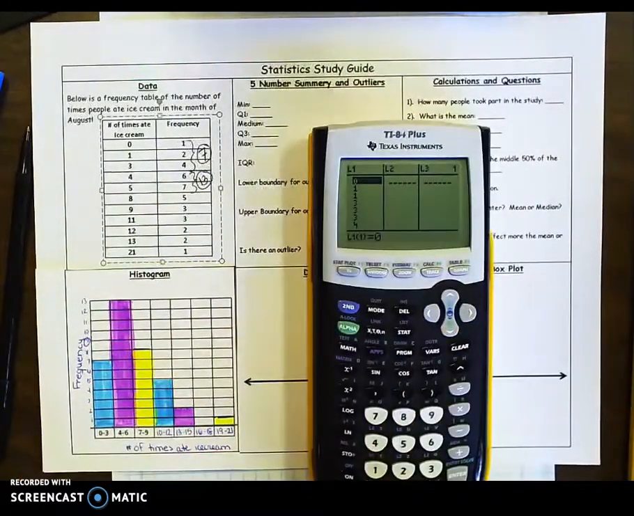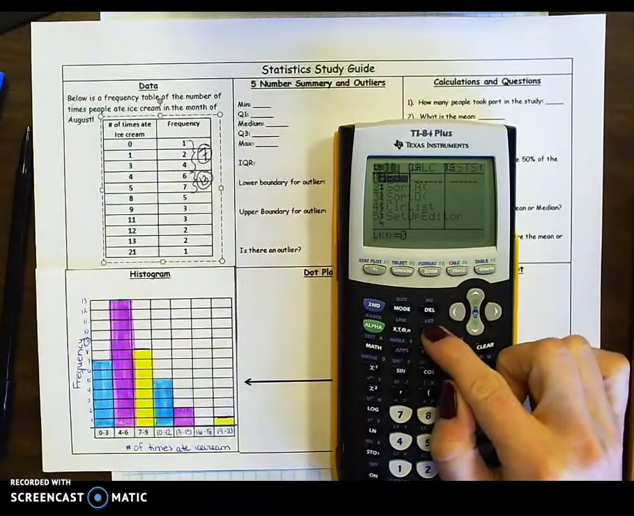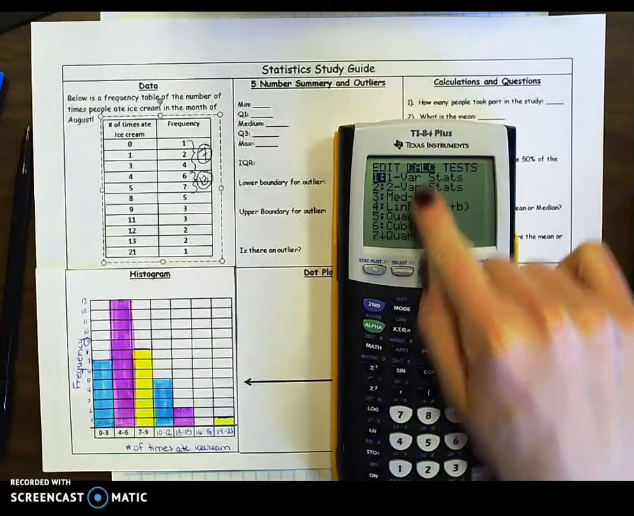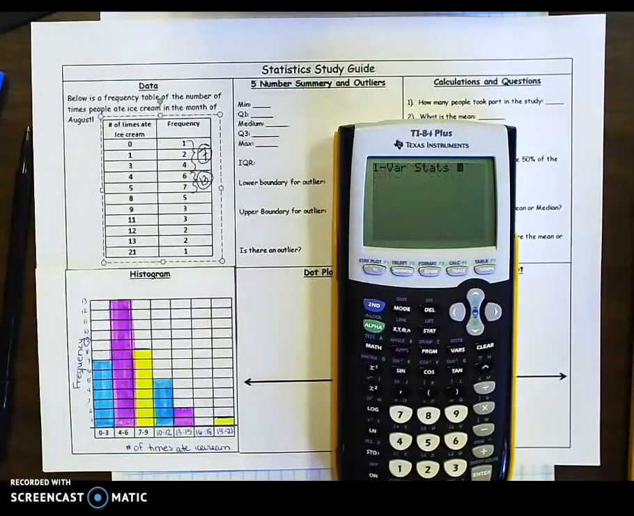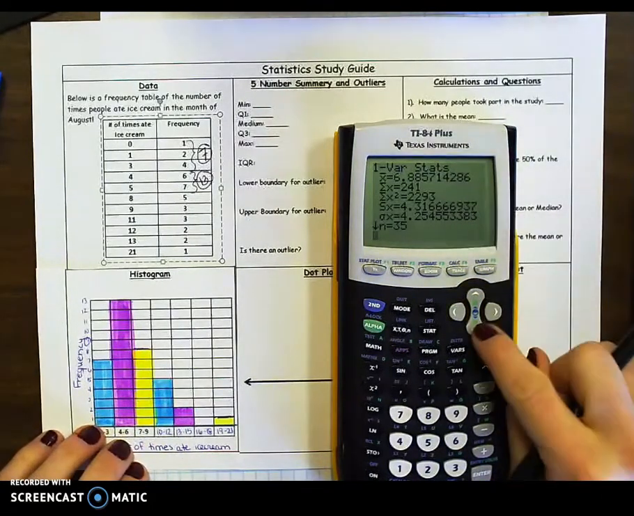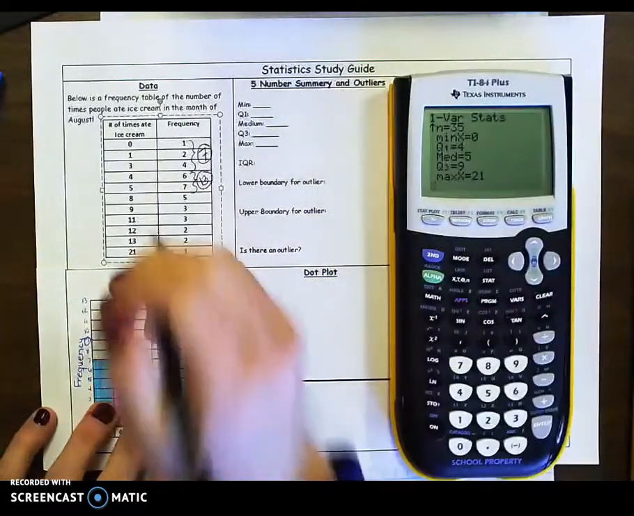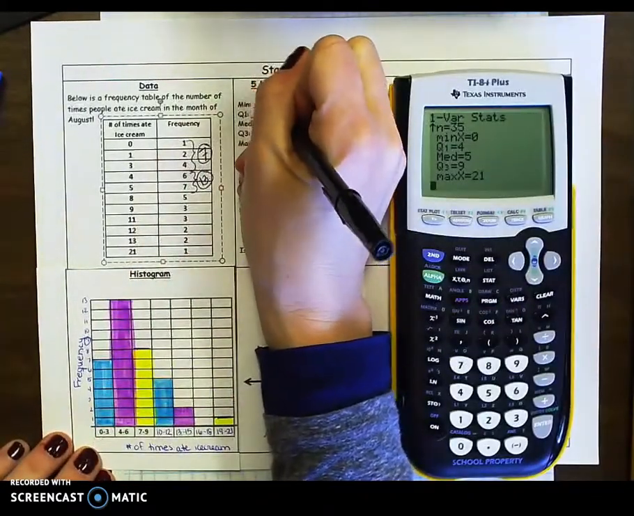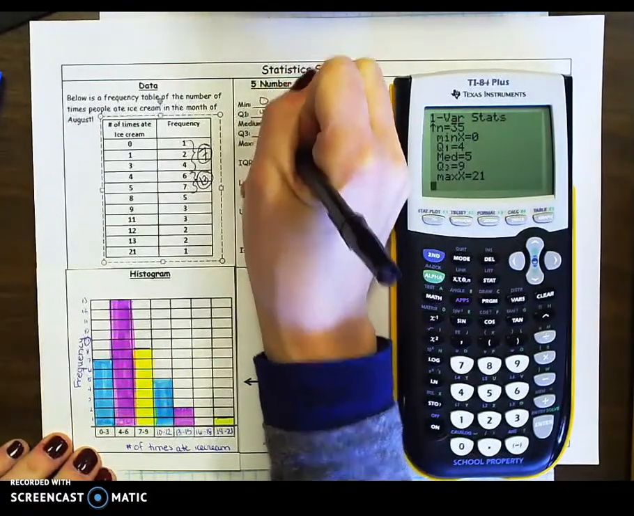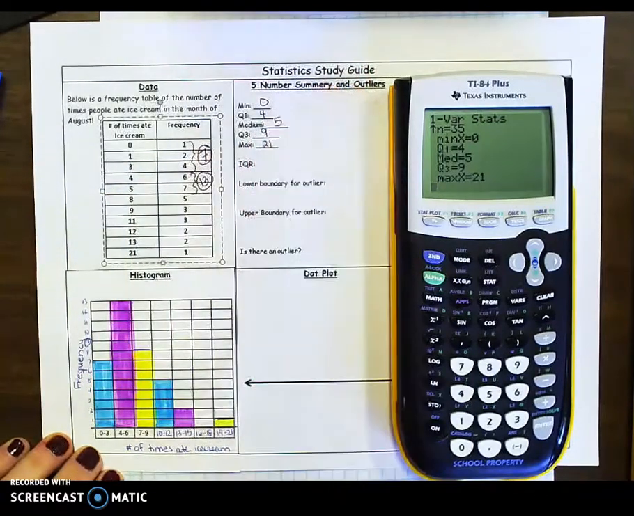All right, so now that we have the whole list in here, now we can find our 5-number summary. To do that, we hit the Stat button. We use your over arrow, so now we have the word calculate highlighted, and we're going to go to choice 1, one variable statistics. We hit enter, and now I have to use my down arrows to find my 5-number summary, and there we have it. So the minimum is 0.